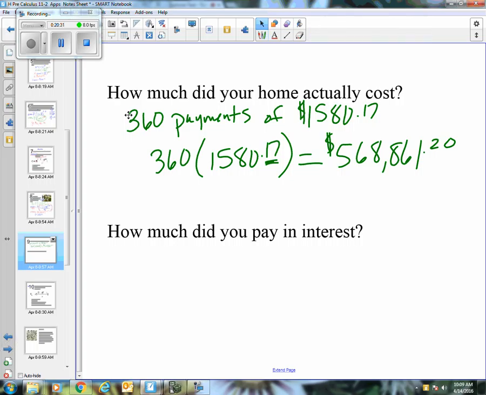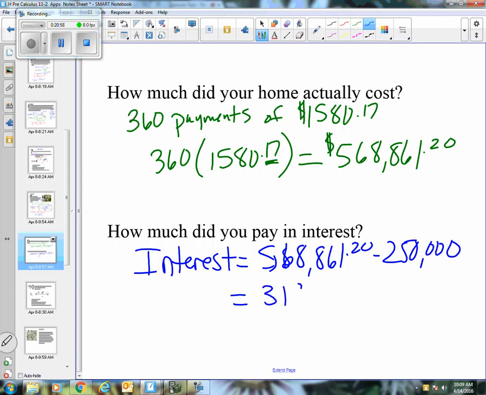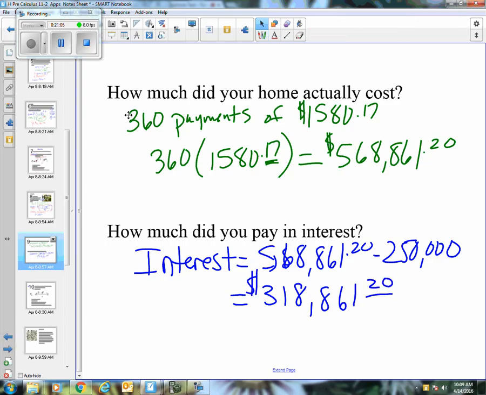Remember, you only borrowed $250,000 from the bank, right? And you end up paying back, if you take 30 years to pay this off, $568,000 and some. So what does that mean for you in interest? This is a very sobering thought, but in interest, we would find 568,861.20, subtract off the 250,000 we borrowed initially from the bank, and we're at $318,861.20. You paid more in interest than you paid for the original house.